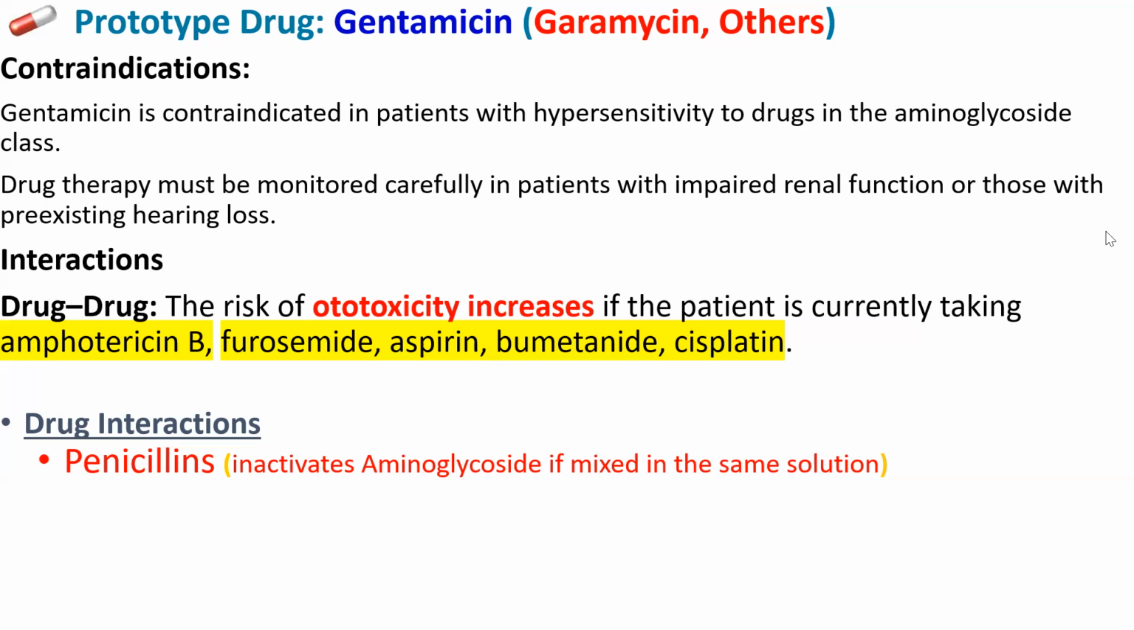Same thing, we should not be concurrently prescribing or using gentamicin with amphotericin B, cisplatin, or vancomycin, because that will increase another toxicity, which is nephrotoxicity. So remember that vancomycin is a nephrotoxic drug, as well as gentamicin.